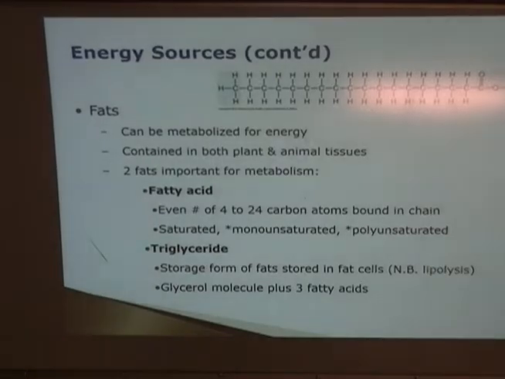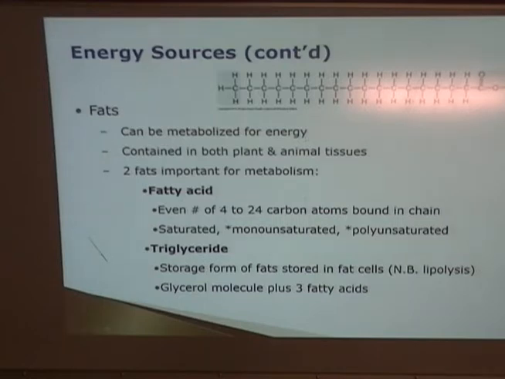So we can metabolize fat and use it for energy under certain circumstances, and we can find fats in both plant and animal tissues, different types of fats, right? So the storage form of carbohydrate was glycogen. The storage form of fats is triglycerides, okay?